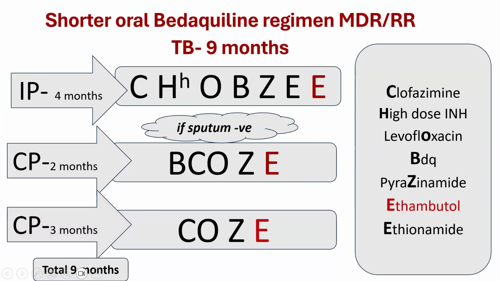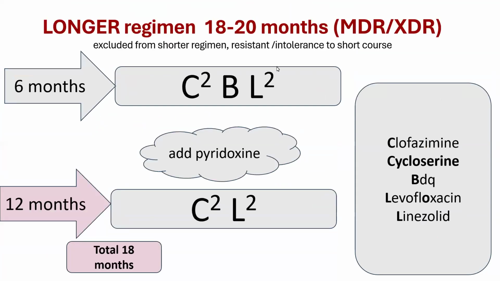JOBZEEC, BCLZE and CLZE. And coming to the longer regimen, this is used even for XDR tuberculosis, that is extensively drug resistant. So 6 months phase for C square, B and L square. C square is nothing but clofazimine, cycloserine, CC. B for bedaquiline and L square for levofloxacin and linezolid. Okay. Then another 12 months, C square, L square. We know that B should not continue after 6 months. So only C square, L square for another 12 months. So totally 18 months for this XDR and longer regimen MDR TB.